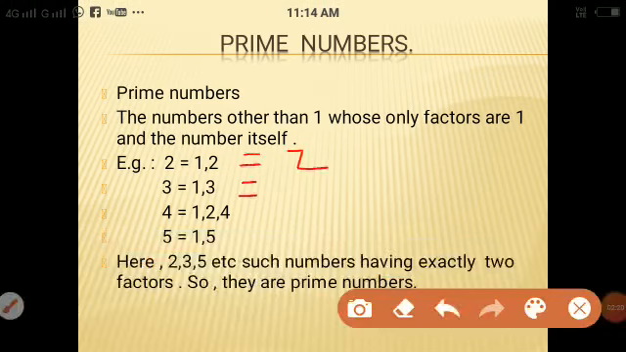For 3, 3 ones are 3 and 1 three is 3. Again here 2 factors. For 4, 1 four is 4, 2 twos are 4 and 4 ones are 4. Here 3 factors. And for 5, 5 ones are 5 and 1 five is 5. Here 2 factors. Now here 2, 3, 5, such numbers having exactly 2 factors are prime numbers.